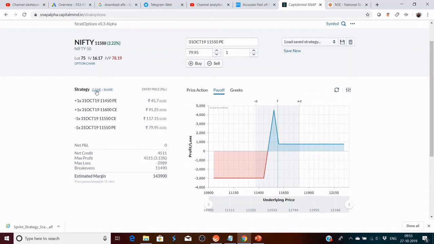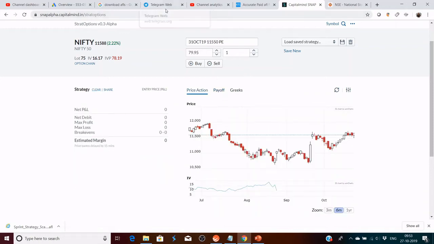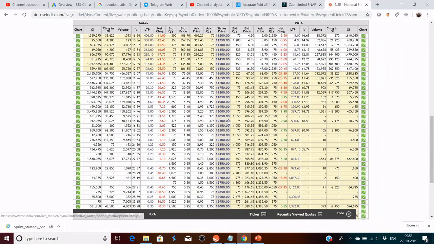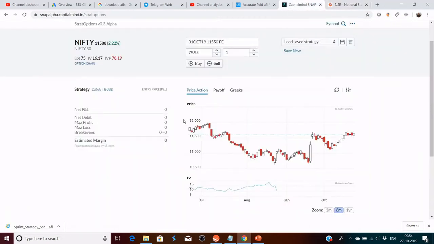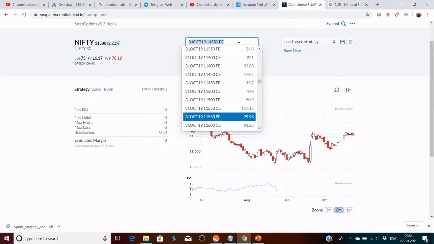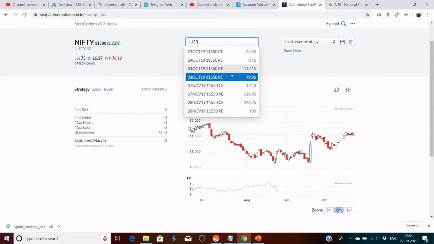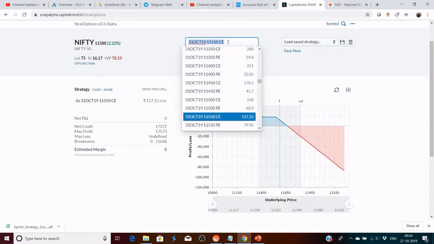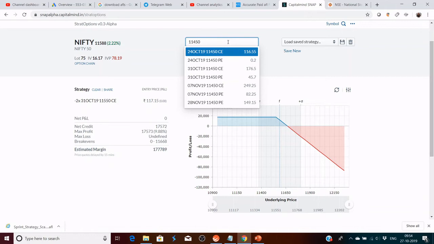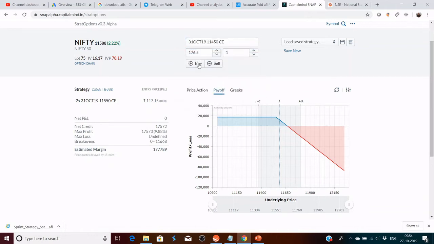Let me show you how to do that. Let's go to the NSE chain and assume that we just want to write it on the call side, say the 11,550 call, 11,450 call and 11,650 call. The 11,550 call we are going to sell 2 lots. The 11,450 call we are going to buy 1 lot.